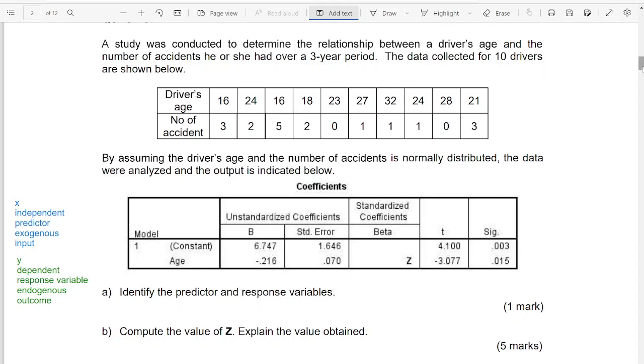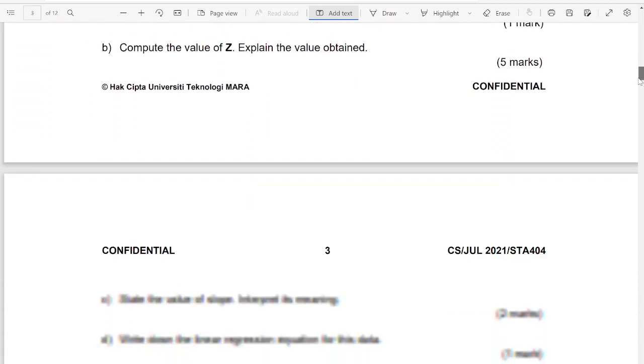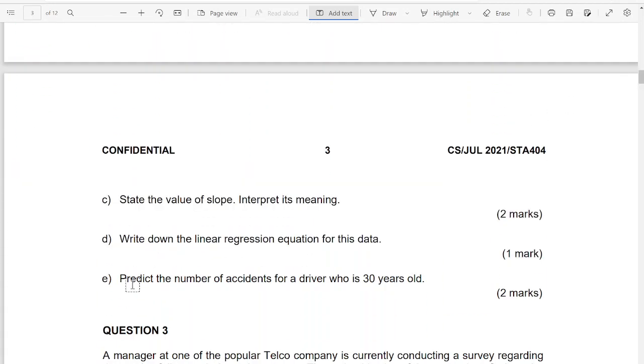Another way to identify which one is dependent: you look at the last question. The last question states, predict the number of accidents for a driver who is 30 years old. So the given value here is 30 years old. So this is age, right? So the given value will be the independent variable, because this is the value that we can manipulate. We can manipulate the explanatory variable. So this is what we are looking for. This is the explanatory variable, right? So age is the independent variable.